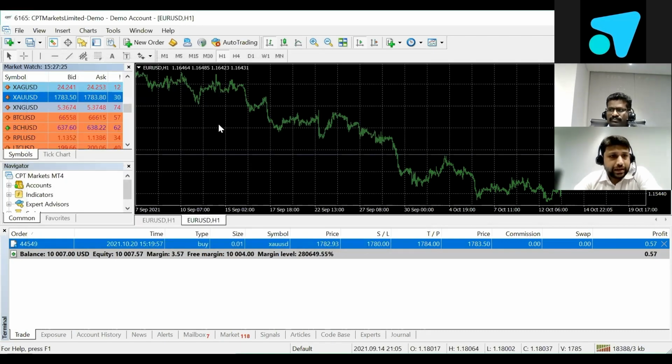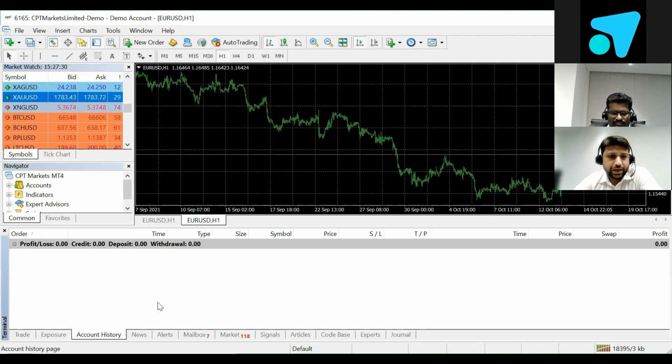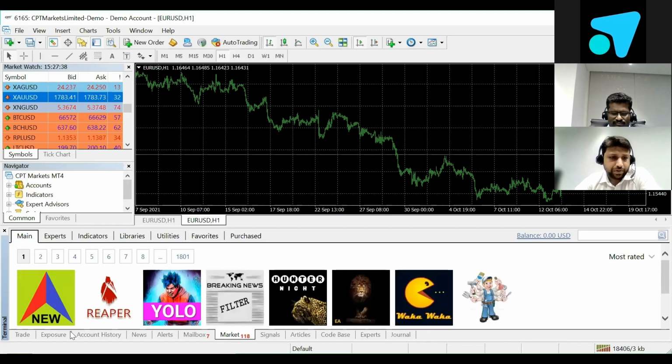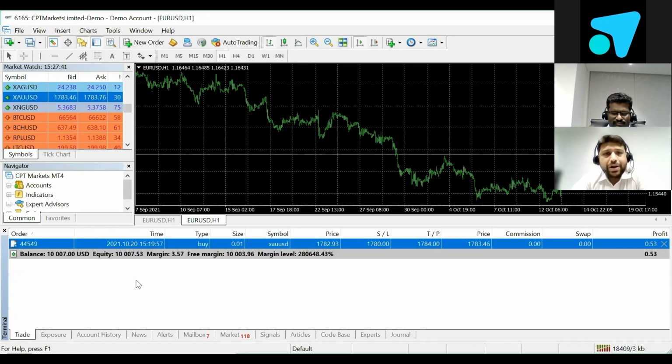So that's it, this is the overall trading scenario. Here you can have your account history and different tabs for your mailbox, markets, signals, and many other things, because this is a very advanced software where we allow copy trading, auto trading, and all of that. In case you don't have any knowledge and still want to trade and get good returns, you can simply go for copy trading. It's a very good practice, you are free, and you can make good money out of it.